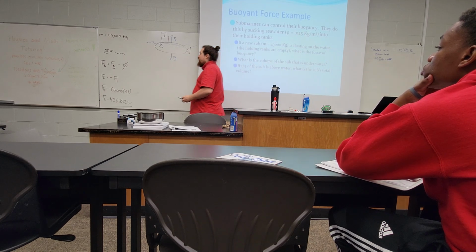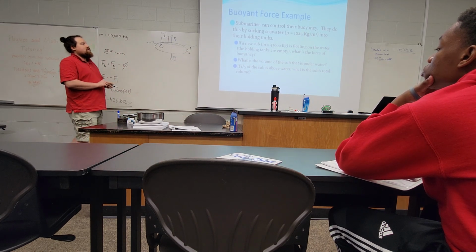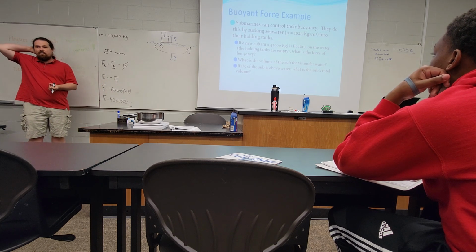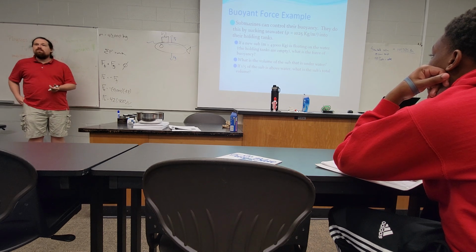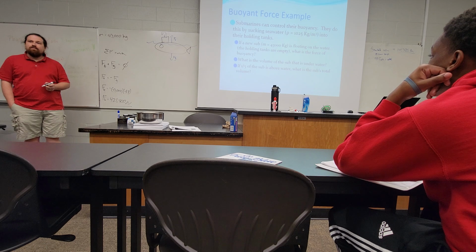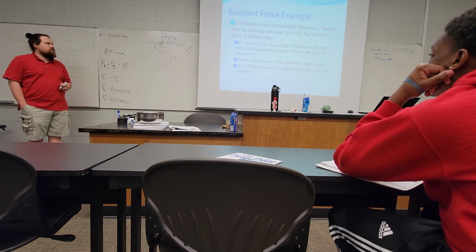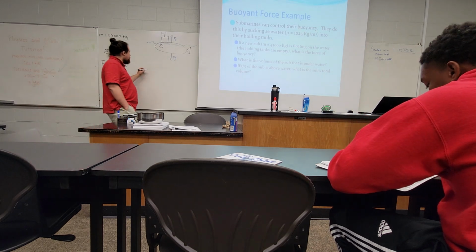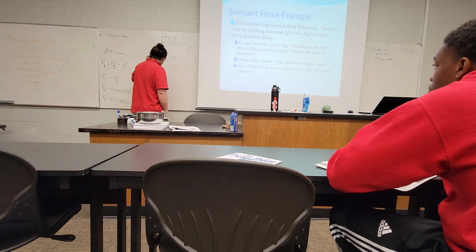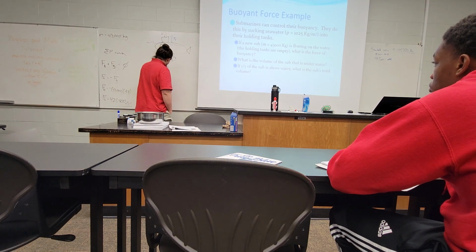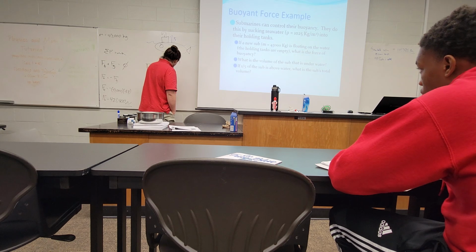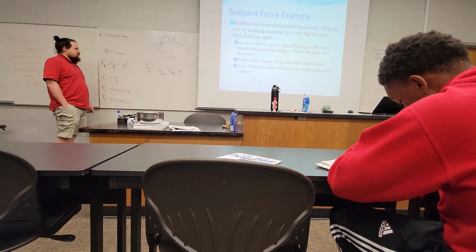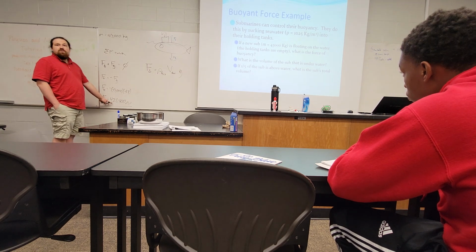Now, if that's the required buoyant force, how much of this ship has to be underwater to make this happen? What volume of ship is underwater to necessitate this buoyant force being created? The other formula for buoyant force is FB equals rho V g. And now that we have a number for buoyant force, we can figure out the volume.